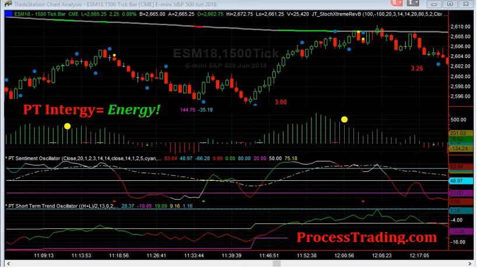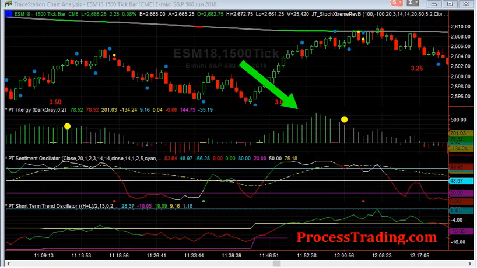I'm no longer looking, as the picture that's worth that proverbial 1,000 words is PT Intergy. That's the picture that is showing me the strength of price movement, and more importantly, what's likely to happen next at a price peak or valley, and that's what we've all been searching for. The histogram format makes it very easy to interpret. No squinting. Green is bullish price energy.